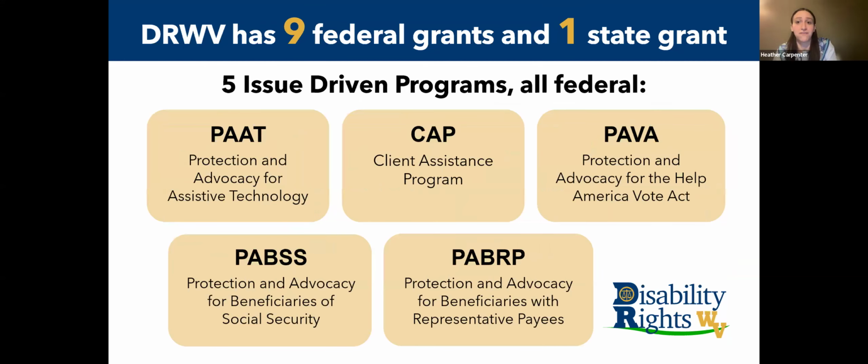And that brings us to the 5 issue driven programs, all federal. These programs are based on an issue, so unlike the disability driven programs, these are based on an issue. So assistive technology, voting access. We have PAAT, protection and advocacy for assistive technology. We have CAP, client assistance, PAVA, protection and advocacy for helping people with disabilities vote, PABSS, and PARP, PABRP.